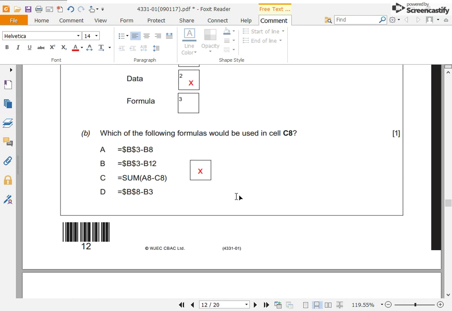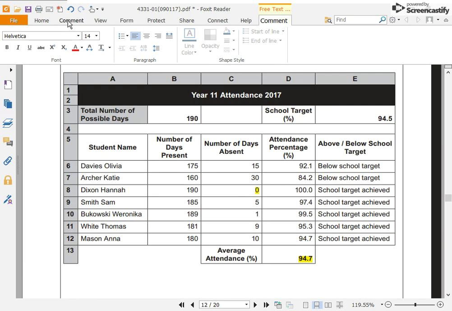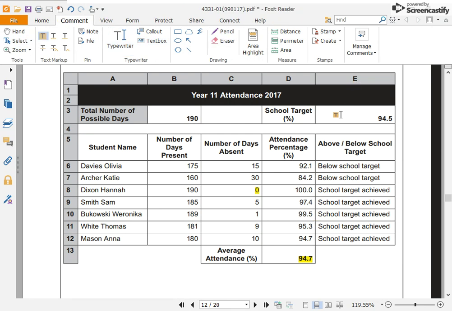So let's go have a little look at cell E6. Okay. Now, so we want to test, because this is basically testing what's in there. It's comparing it to the school target, which is 94.5. So it's saying if that's greater than or equal to that, then school target achieved. If not, below school target. You can do those the other way around as well.